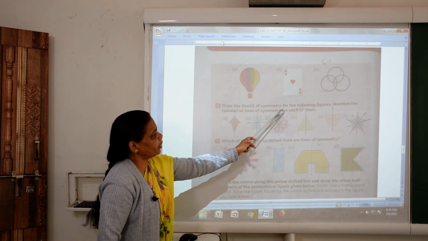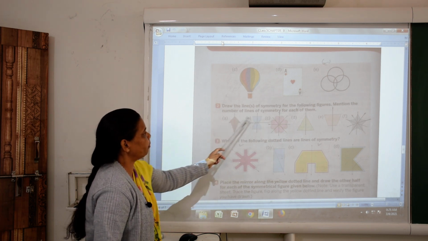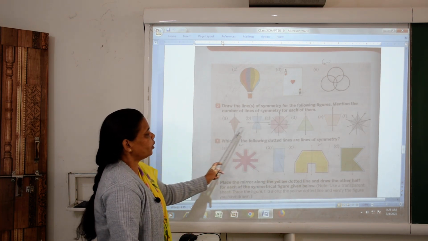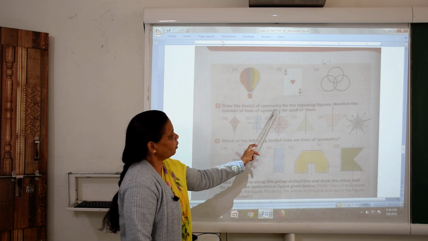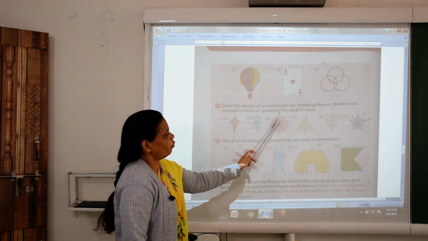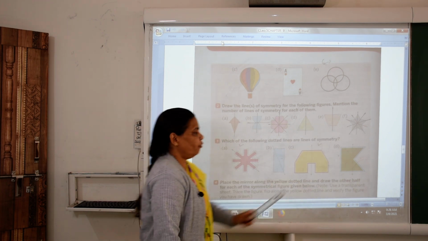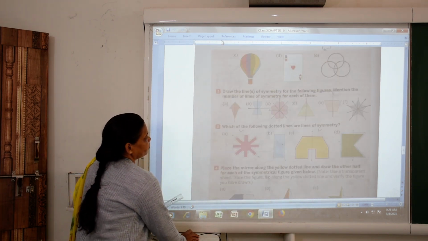Draw the line of symmetry for the following. Mention the number of lines of symmetry for each of the following. One line of symmetry, two lines of symmetry, and here 1, 2, 3, 4. 4 lines of symmetry, one line of symmetry, one line of symmetry, and this 5 lines of symmetry.